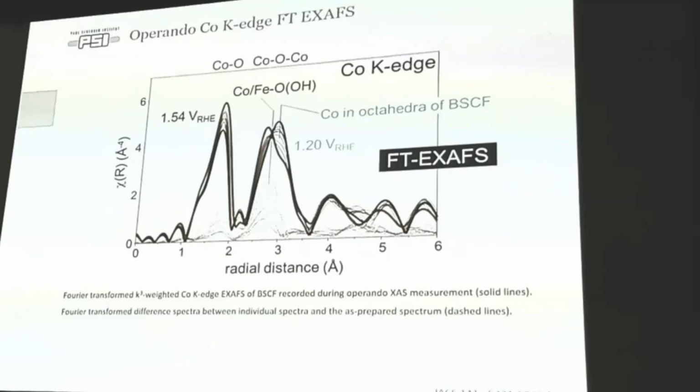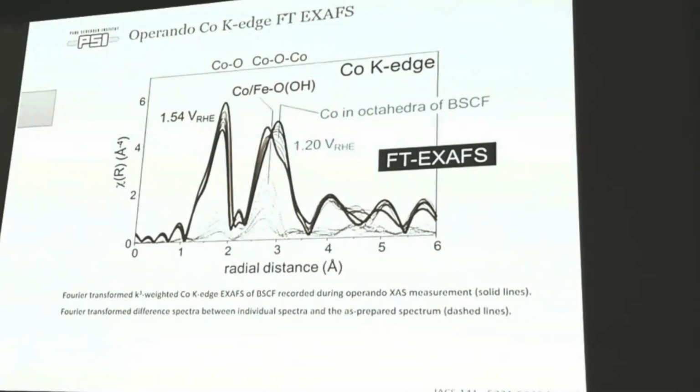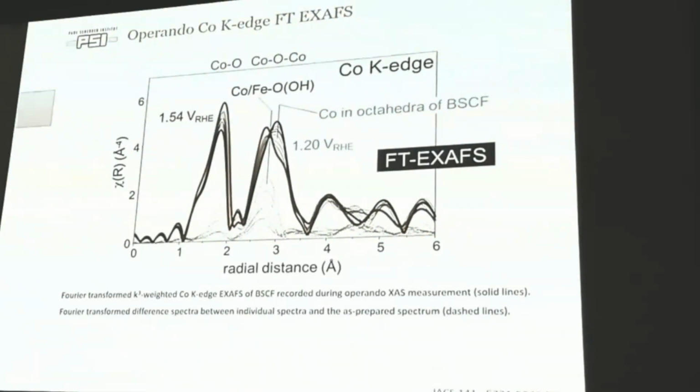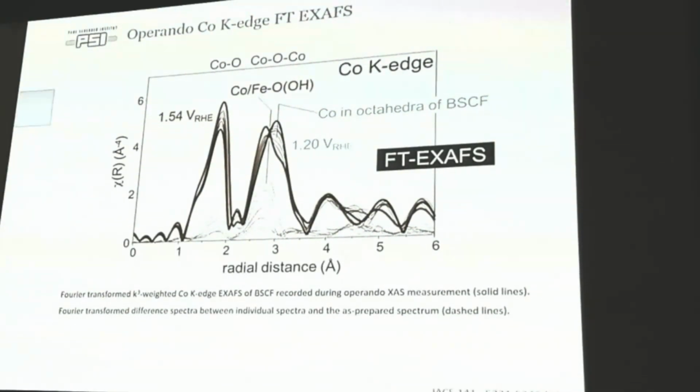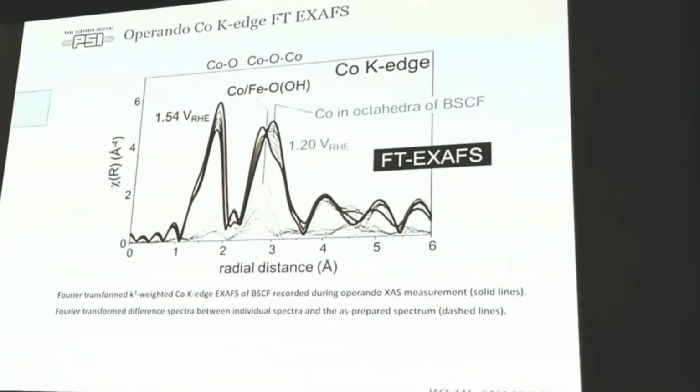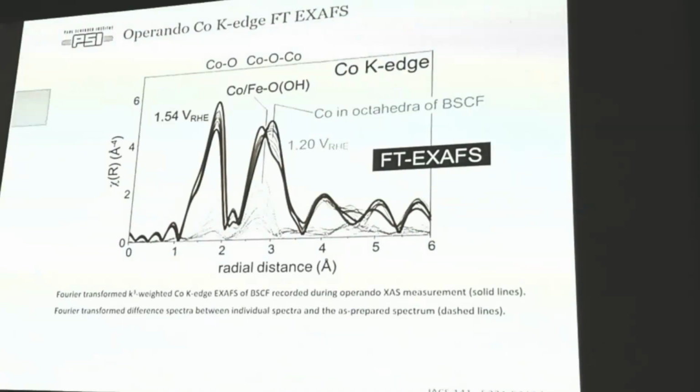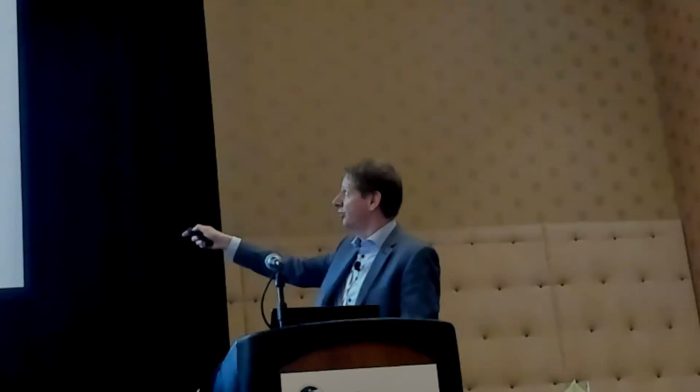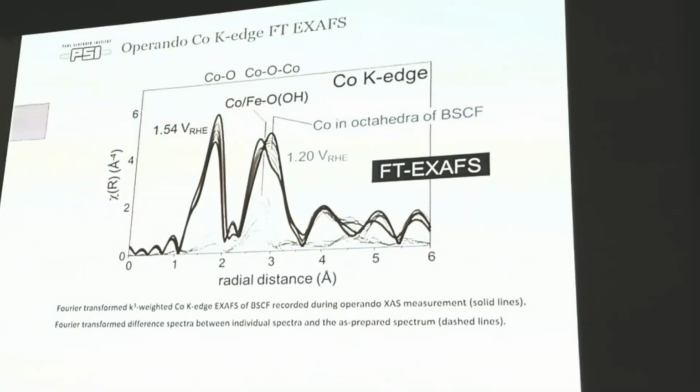So when we move into the OER region, we go from the black line towards the red line, and what you see here in the dotted line are the variations or differences. Basically, what you see is that the second contribution is coming up at lower bond distances, characteristic bond distances of face and edge sharing of the octahedra. And these you find in cobalt iron oxyhydroxide. Okay, so what we see is that our active phase is formed under OER conditions, and this is basically a cobalt iron oxyhydroxide.